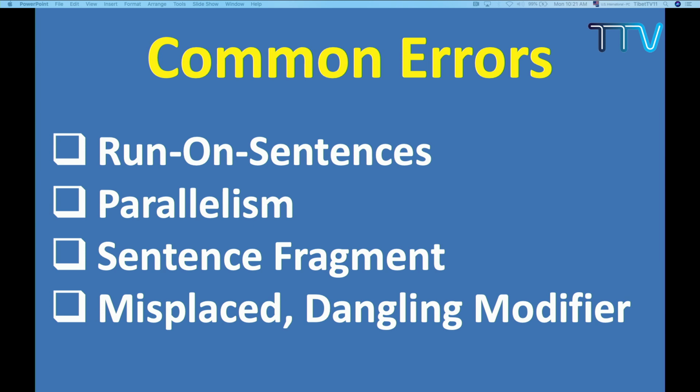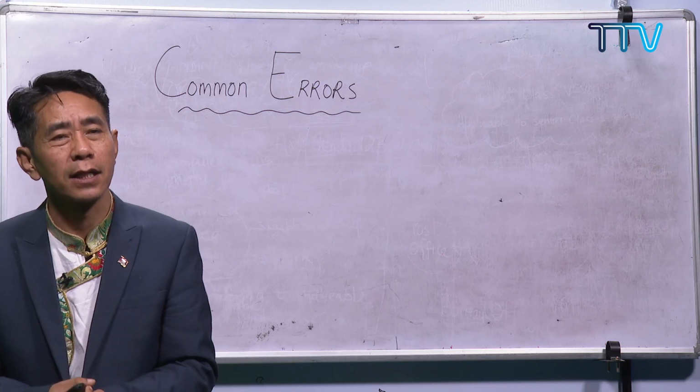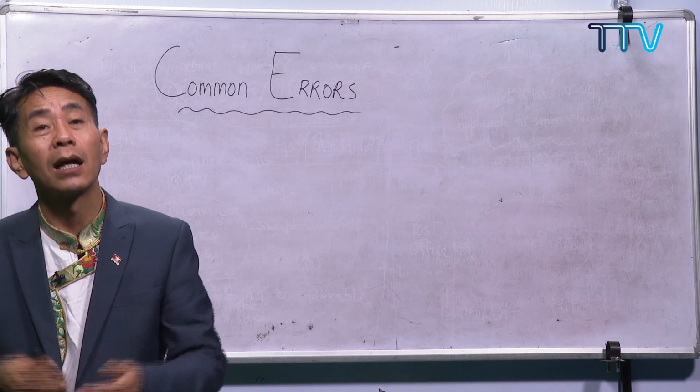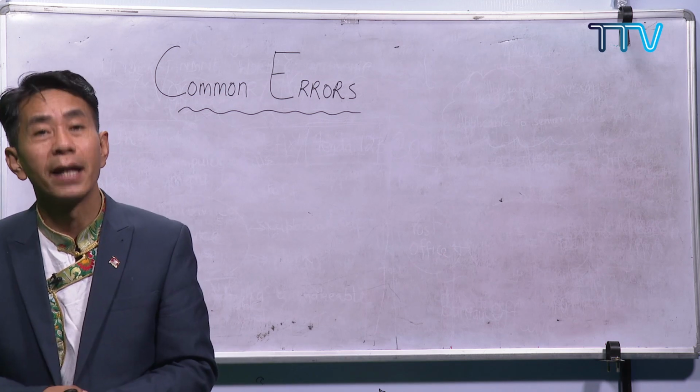In this session, I talked about the common errors related to run-on sentence, parallelism, sentence fragment, and modifier, and in modifier I talked about the misplaced modifier and dangling modifier. Now these are the things. So in my next session I will come up with more common errors.